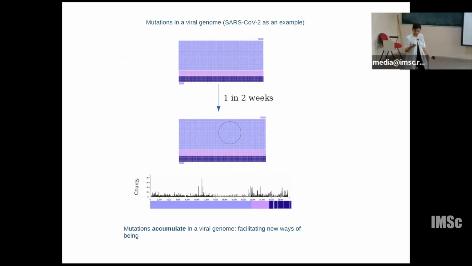So what are these new ways of being? They can be changes in transmission, they can be changes in severity of disease, they can help in vaccine escape, and so on. So at this point, I'm going to stop, and we are going to start playing a game.